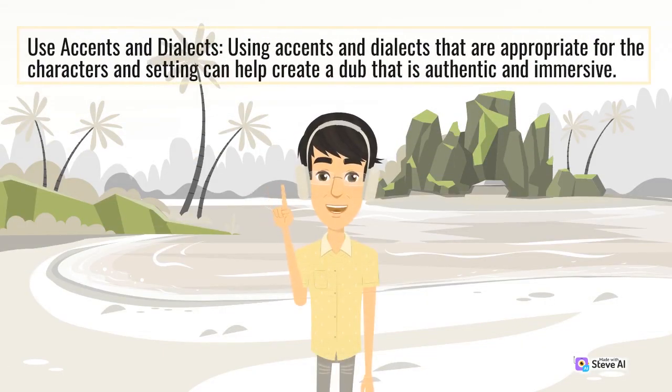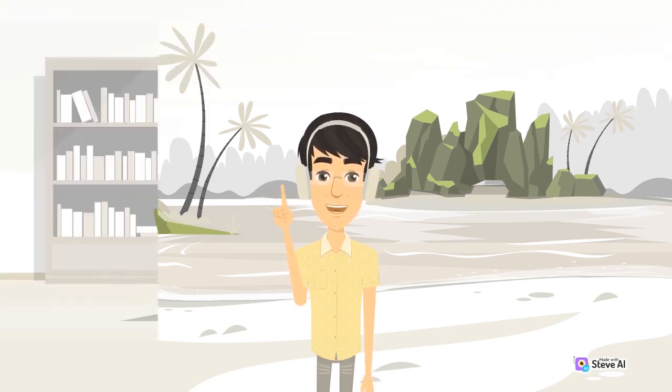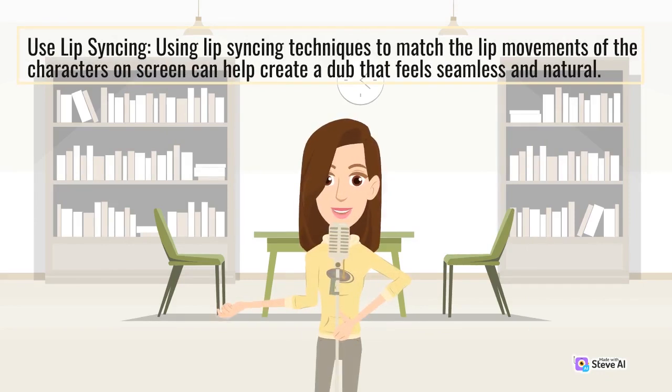Use accents and dialects. Using accents and dialects that are appropriate for the characters and setting can help create a dub that is authentic and immersive. Use lip syncing. Using lip syncing techniques to match the lip movements of the characters on screen can help create a dub that feels seamless and natural.